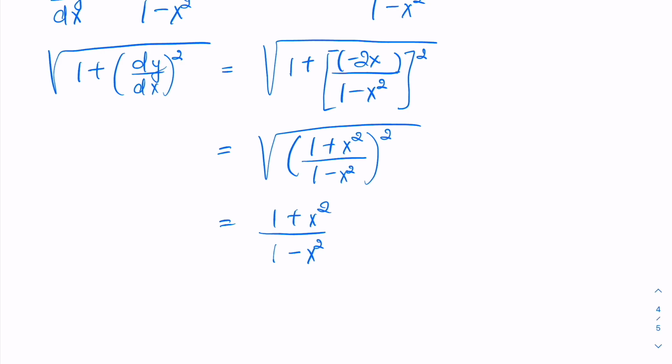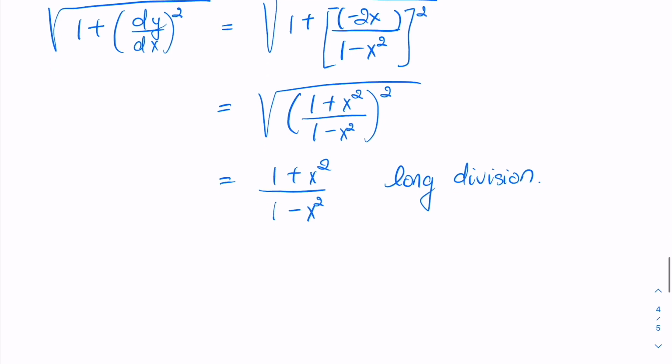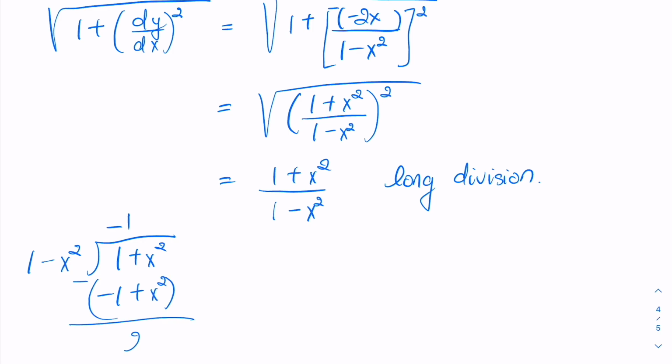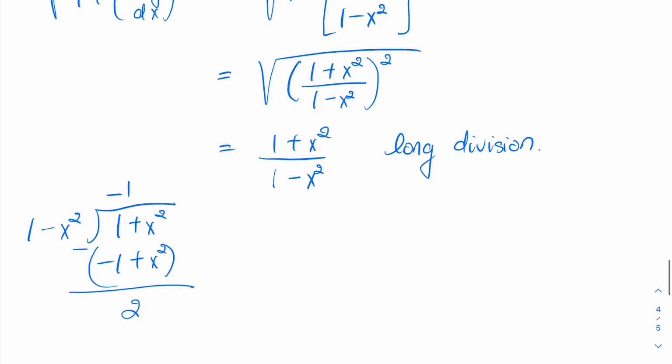So now, since we have the division, we can do long division. When you use long division, 1 plus x squared divided by 1 minus x squared. So you see right here, we have a negative, we have a positive. So I have a negative 1 here. So negative 1 times 1 is negative 1. Negative 1 times x squared is x squared. So when you subtract, you end up with 2 for the remainder. So now the new fraction here is going to be negative 1 plus 2 over 1 minus x squared.